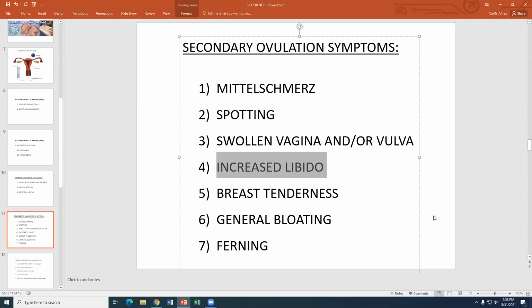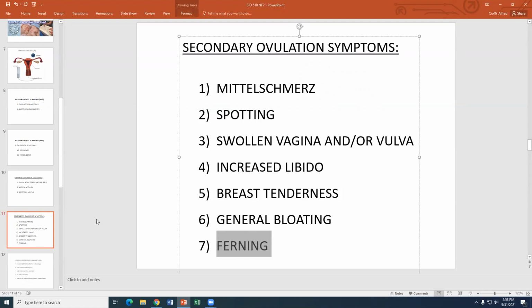All right, it's there. We always make the argument here that an increased libido doesn't mean that the person has to have intercourse necessarily, because we have the human will, in contrast with the animals that are just living by instinct. Breast tenderness is also associated with the increased estrogen, all right? Bloating, retention of water in general for the body, and finally ferning.